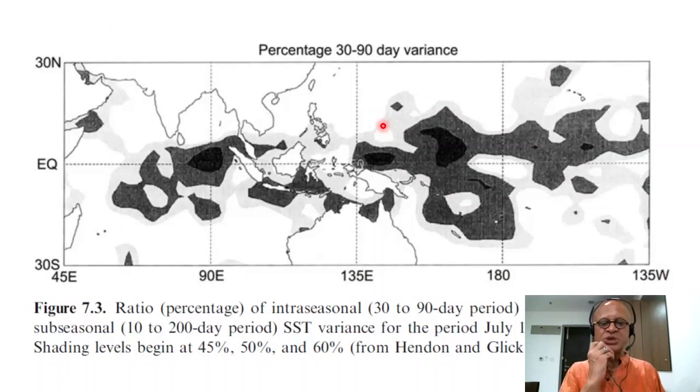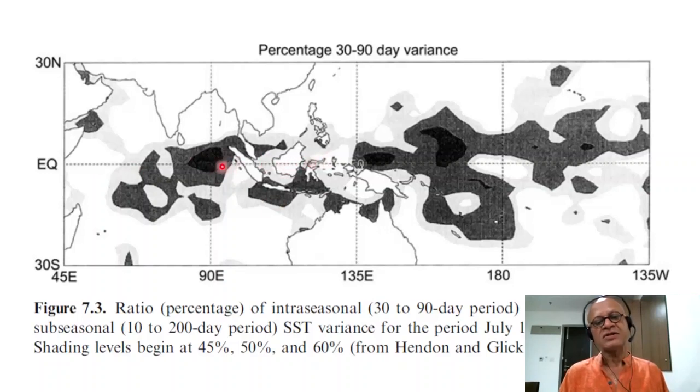Nonetheless, looking at the ratio in terms of percentage of intra-seasonal, so 30 to 90 day period SST variance to total subseasonal, which is defined here as 10 to 200 day period SST variance for this period of July 1, 1986 to June 30, 1993. So the shading levels here begin at 45% and scale up to 50% and 60%. So you can see that there is a strong 60% or more of the 30 to 90 day variance here, where the MJOs come along and then they have to either cross the maritime continents here.